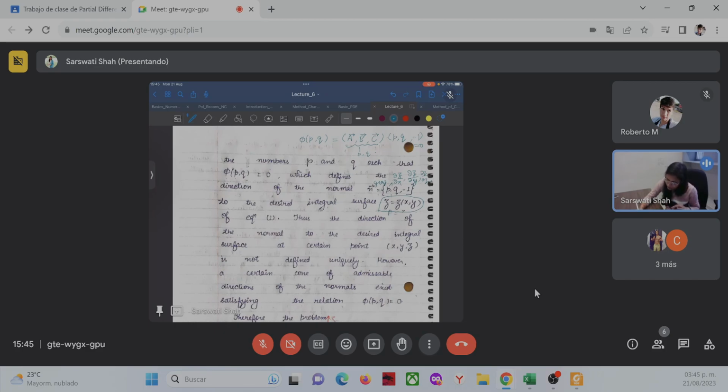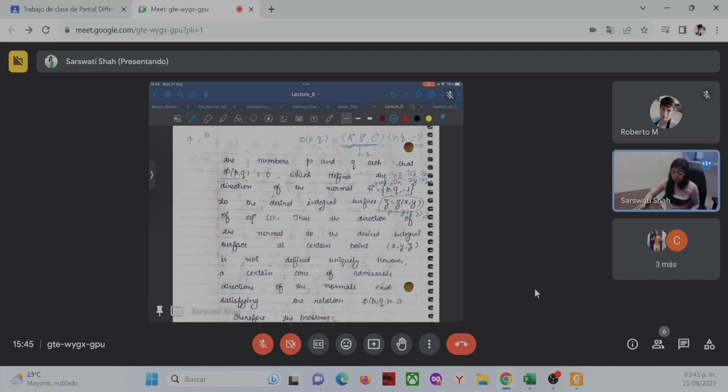Say this is F equals to Z of X comma Y minus Z. So the gradient of this F is going to be the normal. And since it will be the normal, this will define a function which is connecting P and Q to the direction cosines of the tangent planes. Thus the direction of the normal to the desired integral surface at a certain point is not defined uniquely. Why am I saying that it is not defined uniquely? Because this is going to be some function of P and Q, and we can express it in different forms. Earlier, for the Cauchy-linear case, these were constant, independent of P and independent of Q, so we had a unique way to express. But here we don't know what the form will be, so it is not defined uniquely.